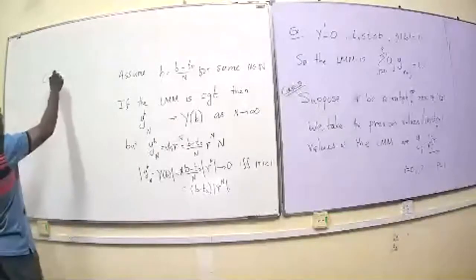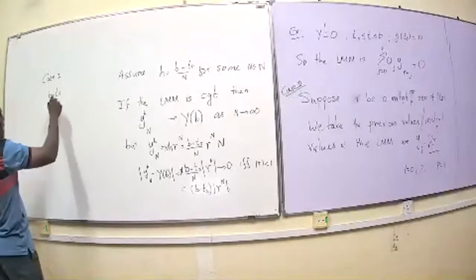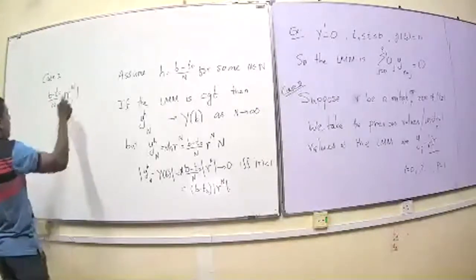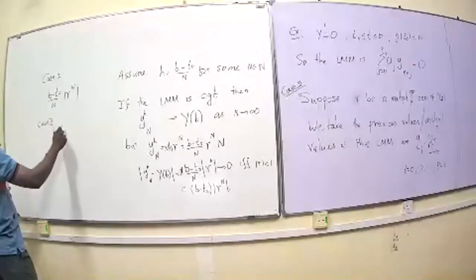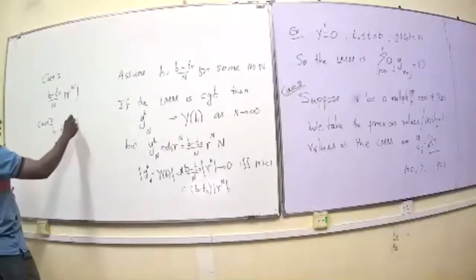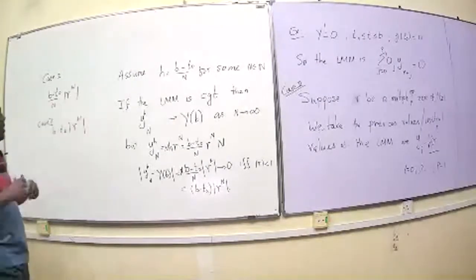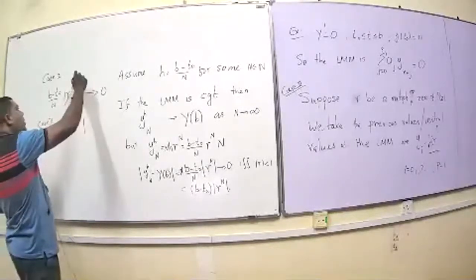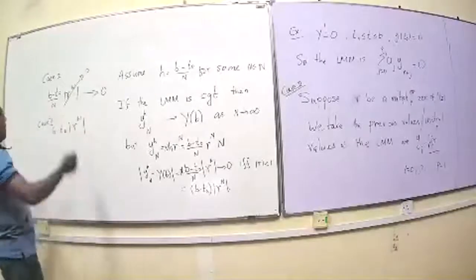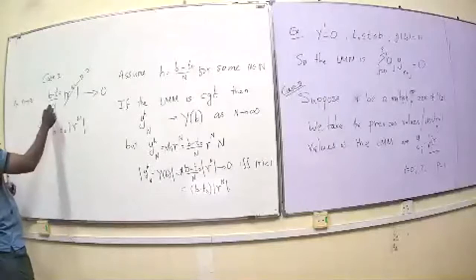So in case 1, you have (b minus t naught) over N, into r to the power n, right? In case 2, you have (b minus t naught) times r to the power n, right? So now this will go to 0, right? If this goes to 0, also this will go to 0. But obviously, as n goes to infinity, this one will automatically go to 0, 1 upon n.